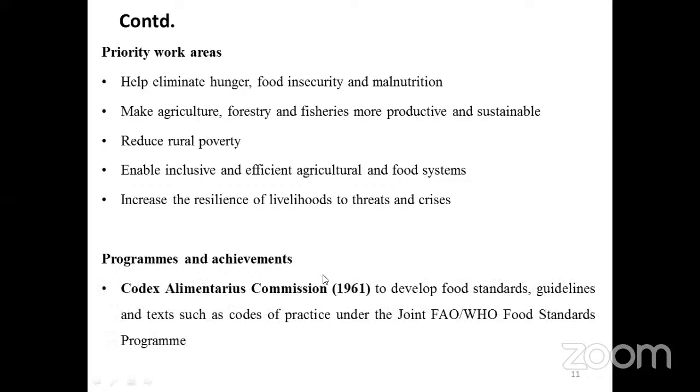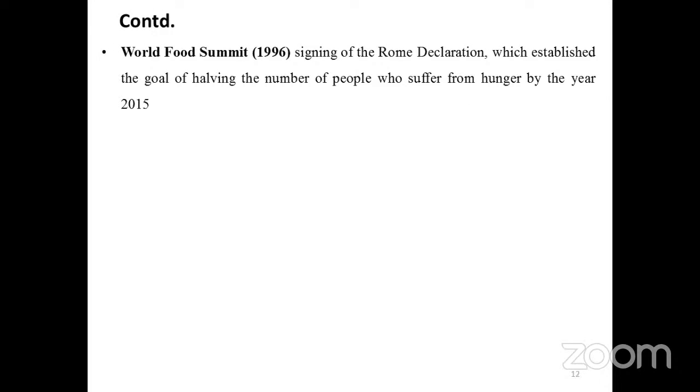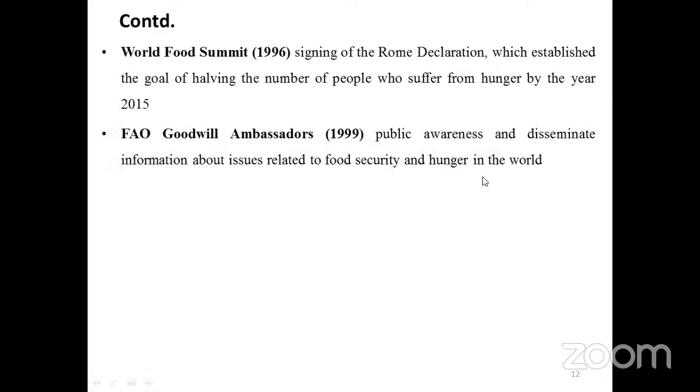So under FAO, they had different programs. I'll be going to talk about very few. You may note down these because these are important. One is the Codex Alimentarius Commission of 1961, which develops food standards and guidelines for different products. Then in 1996 they had the World Food Summit, which actually established the goal of reducing the number of people who suffer from hunger by 2015. That was one of the Millennium Development Goals.